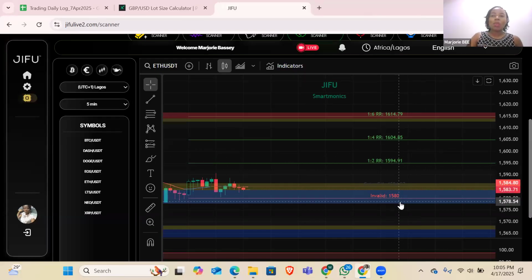Let's say you put $10 in this trade, and $10 is what you stand to lose if this trade hits the stop loss. You stand to lose $10, right? But when this trade goes in the expected direction and hits this first entry here, 1 to 2 RR, it means that you have made double of what you would have lost. That $10, you've made $20 now.